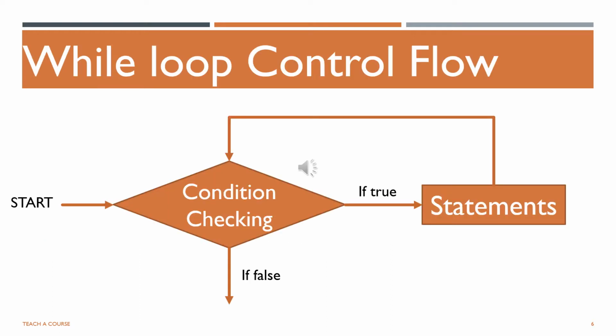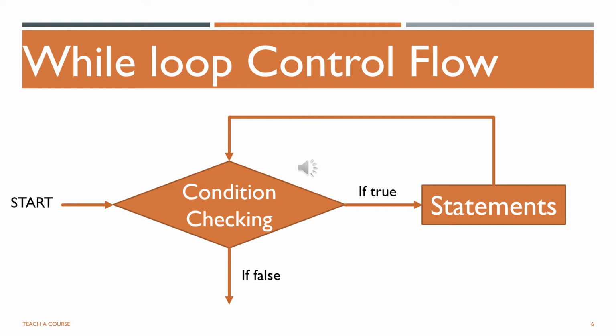We start at the start and then follow the arrow to check a condition. If the condition evaluates to true, we execute a series of statements and then check the condition again. If that condition is false, we exit the loop and continue to the rest of the code.